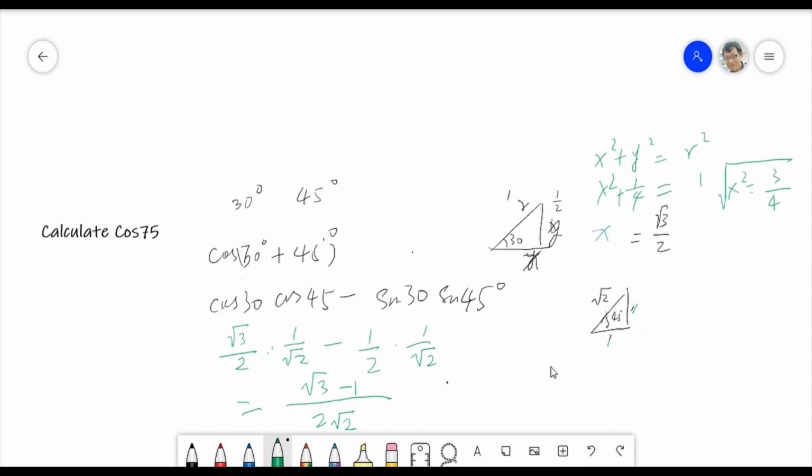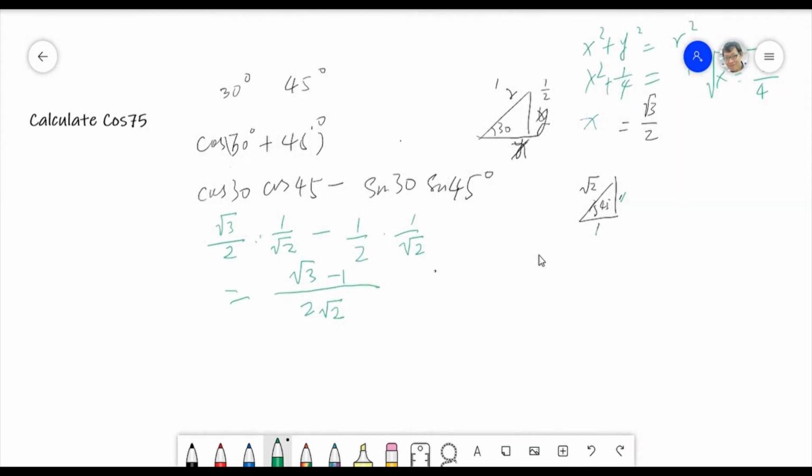Don't say this is not the final answer. Yes, this is already the final answer. If you want an exact number, any decimal would only be similar, not exactly the same, because square root of 2 and square root of 3 are infinite decimals. So this is the final answer.